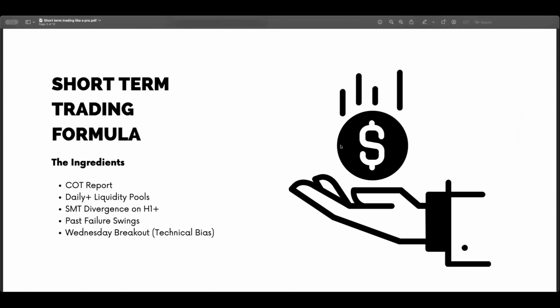So what is my short-term trading formula? As you will see later on in this video, we are looking at the COT report, the Commitment of Traders report, daily plus liquidity pool. So when I say plus, I mean the weekly time frame and monthly time frame as well. Plus S&P divergence on the 1 hour chart, plus past failure swings, and also the Wednesday breakout, which is part of my fractal framework.